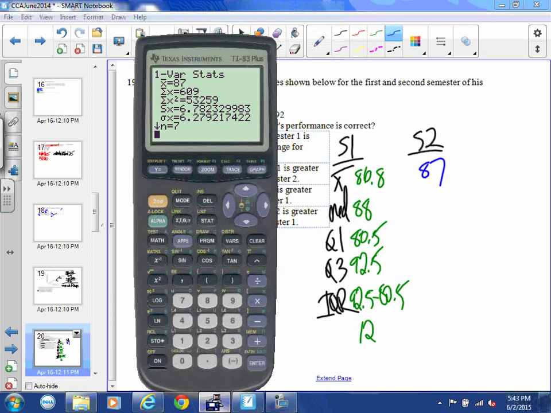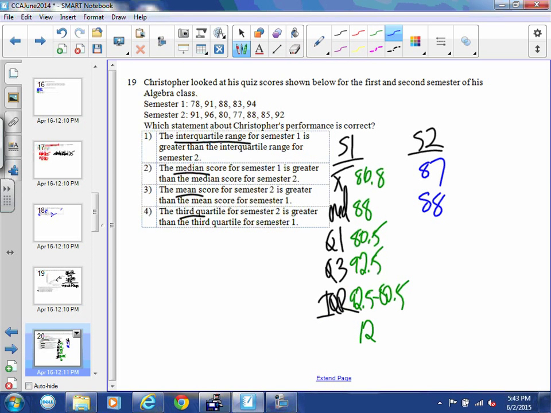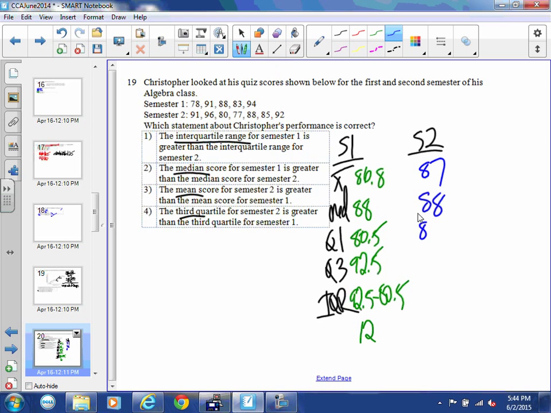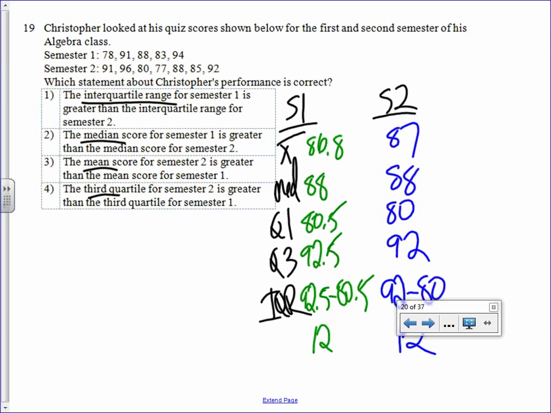Median is 88. Q1 and Q3 are 80 and 92, which makes the interquartile range 92 minus 80, which is 12. Which statement is correct? The interquartile range for semester 1 is greater than the interquartile range for semester 2?